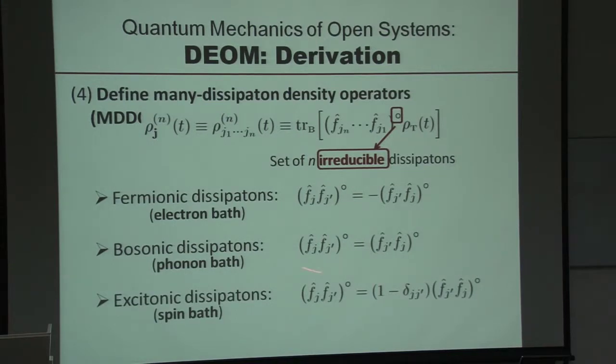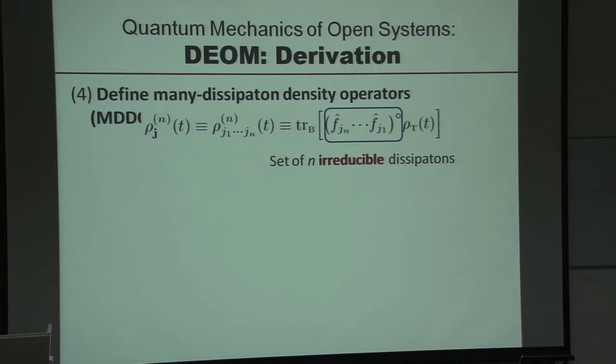And for excitons, spin baths, this itself does not go to just occupation, it goes to more than 2. But for J not equal to J prime, these permute, like bosons. These simple things describe everything, all these 3 classes of dissipatons.